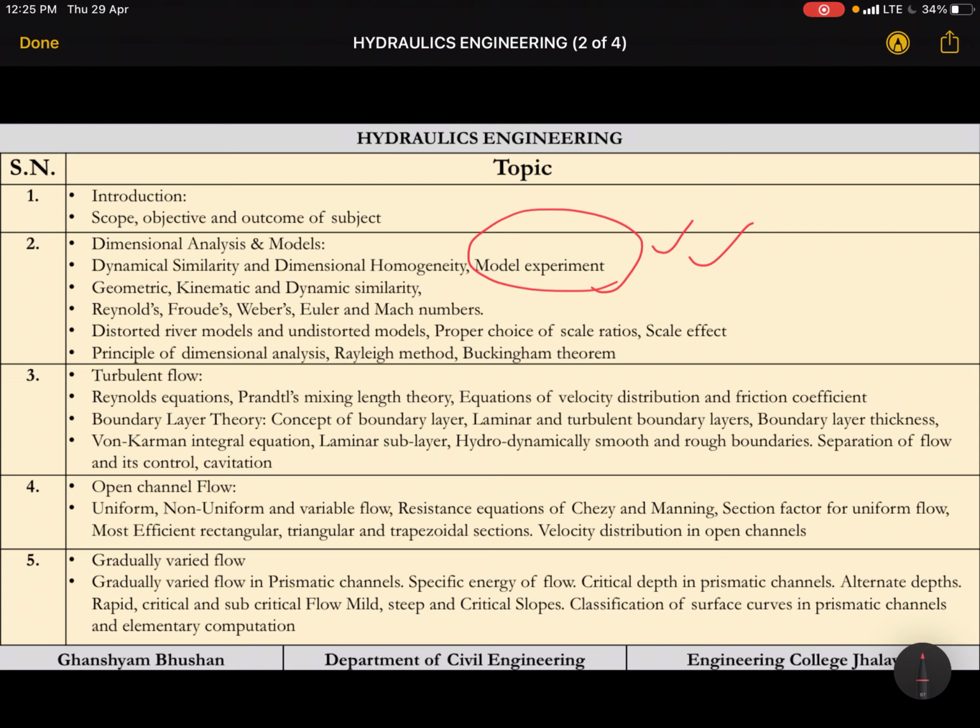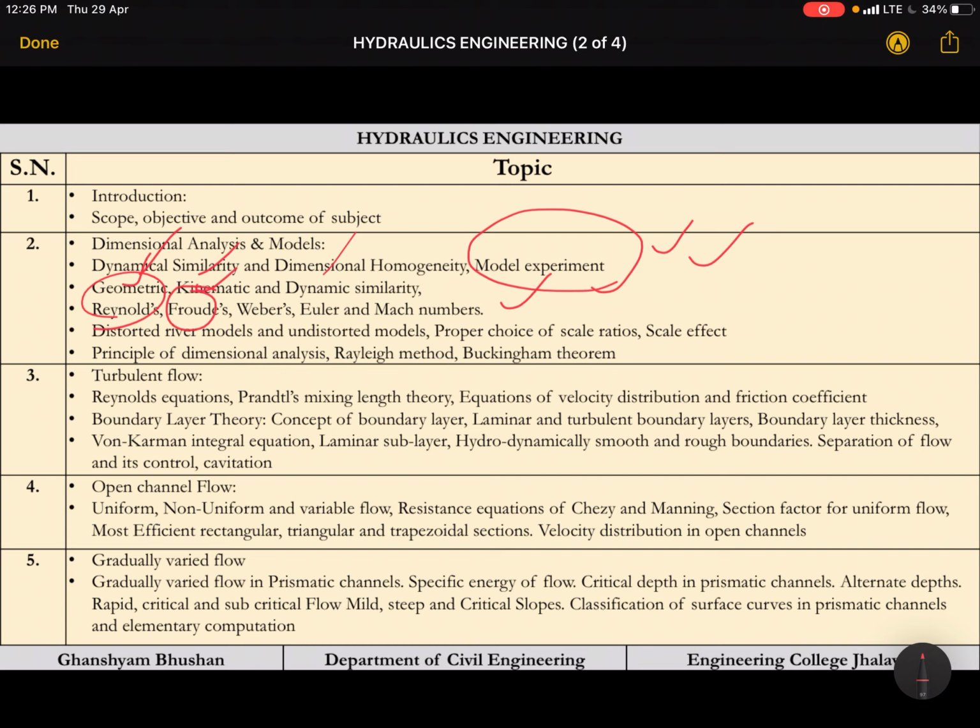Various similarities are there, like geometric, kinematic and dynamic similarity. For these similarities we are going to check the model and prototype, and various numbers introduced by various scientists, like Reynolds number, Froude number, Weber number, Euler number and Mach number. These 5 numbers are there for different force criteria. For us basically Reynolds and Froude are the most important, others are mainly applicable to mechanical engineering.